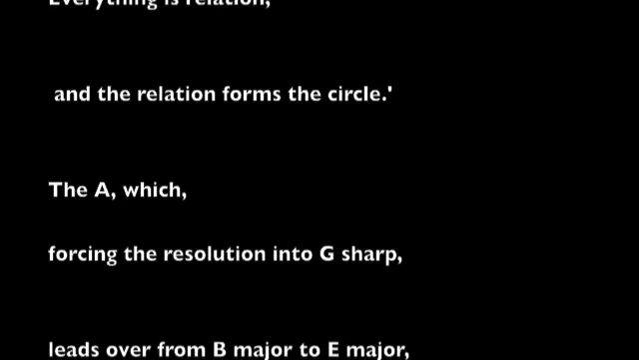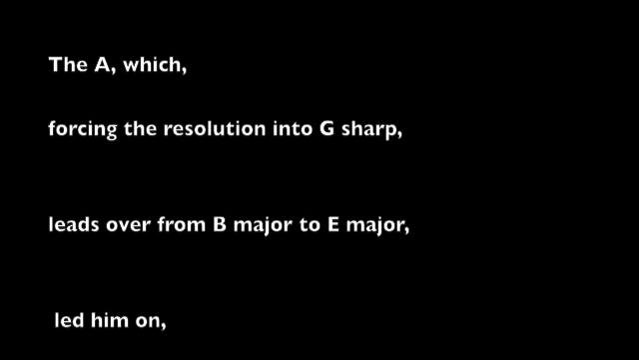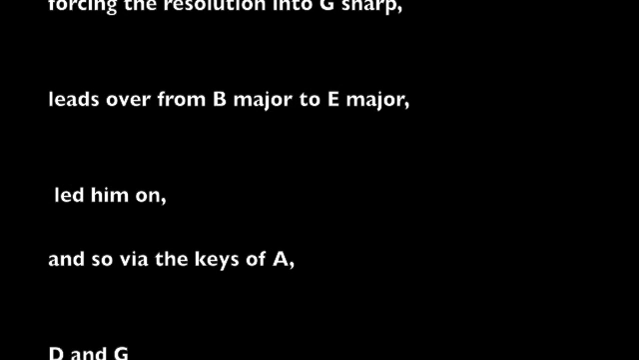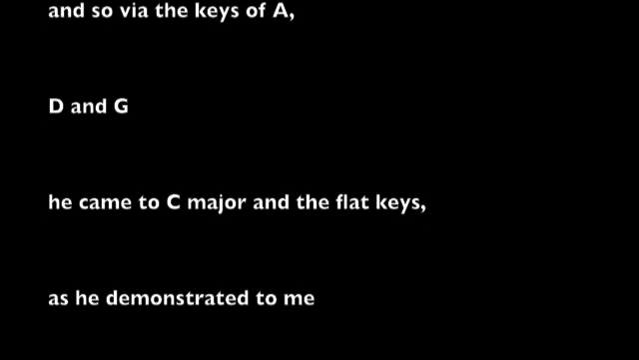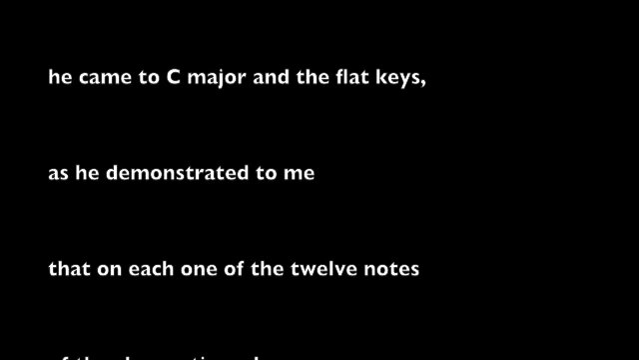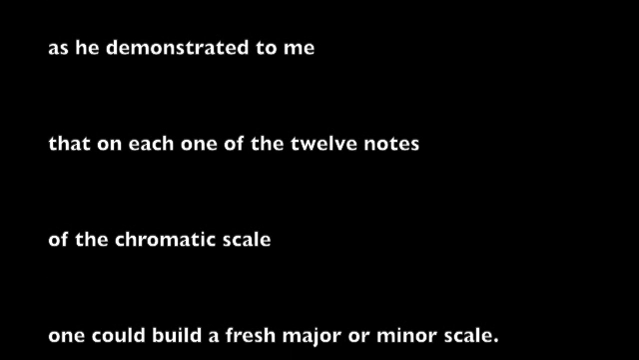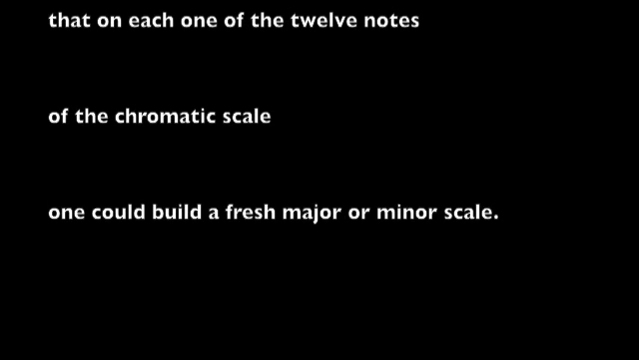The A, which, forcing the resolution into G sharp, leads over from B major to E major, led him on, and so via the keys of A, D, and G, he came to C major and to the flat keys, as he demonstrated to me that on each one of the 12 notes of the chromatic scale, one could build a fresh major or minor scale.